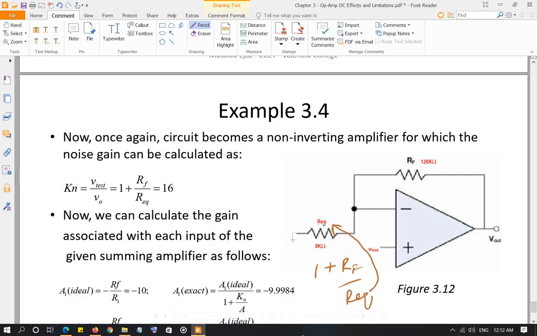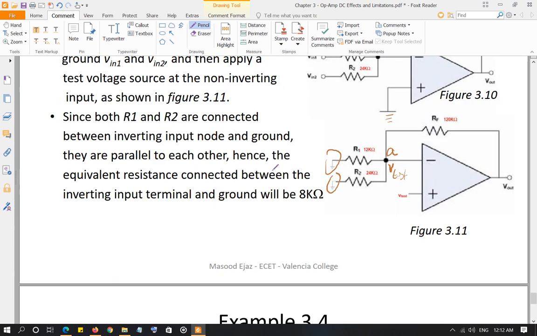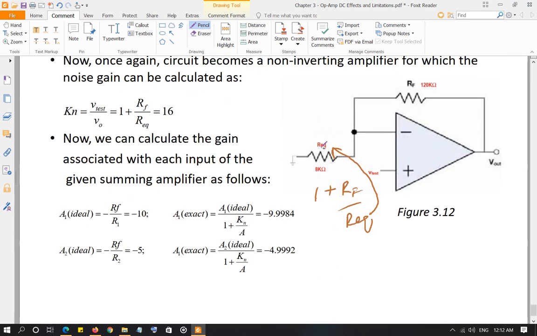R equivalent, of course, is this. So we calculated the noise gain, which is 16, and then you're going to calculate the actual or exact value of the gain associated with each input. So remember, the ideal gain values associated with each input were negative RF over R1 and negative RF over R2. Remember, this is the summing amplifier. What is the output of the summing amplifier? Negative RF over R1 V1 plus RF over R2 V2.